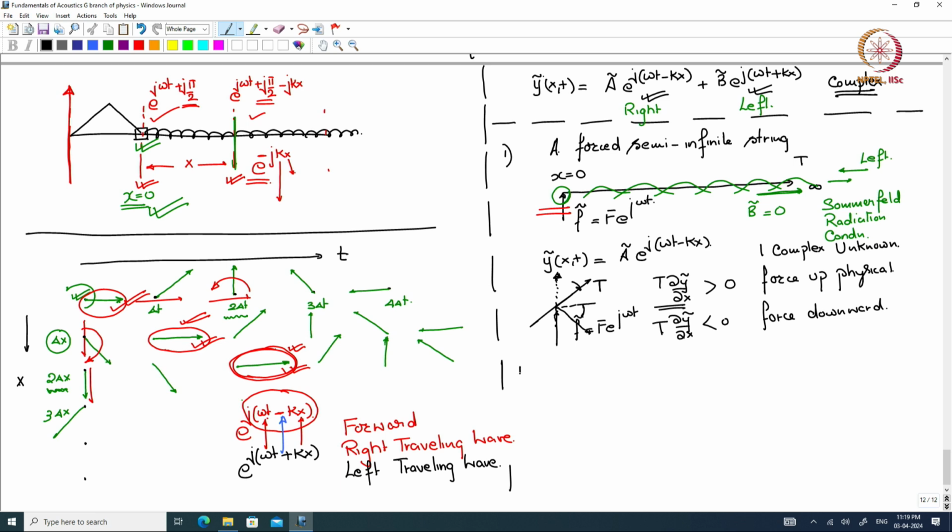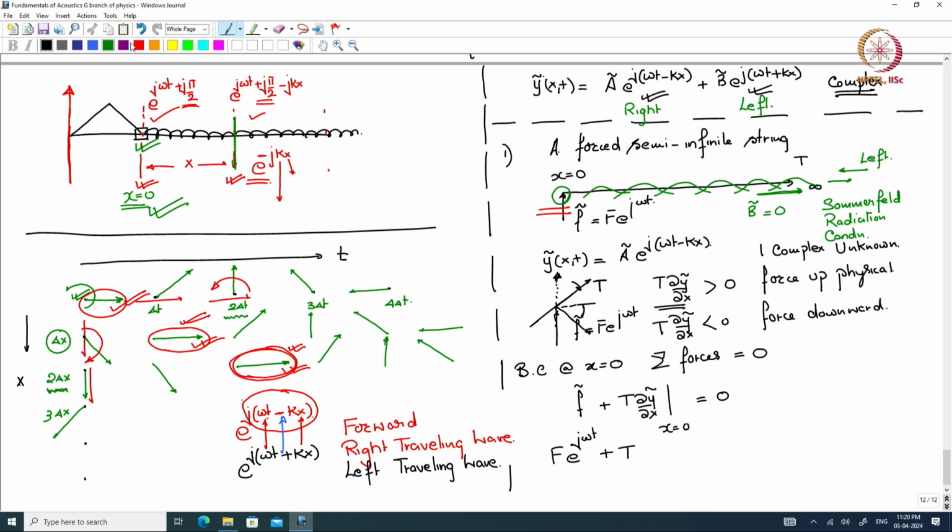So what is the boundary condition at x equal to 0? Because the point has no mass, the sum of forces is equal to 0. It should be mass into acceleration, but it is a massless point, so it is 0. Okay. So what do we have? We have F tilde plus T del y tilde by del x at x equal to 0 is equal to 0. That is the condition. Okay. Now F tilde is capital F e to the power j omega t plus T the tension.